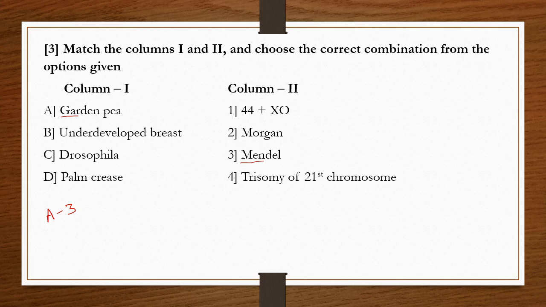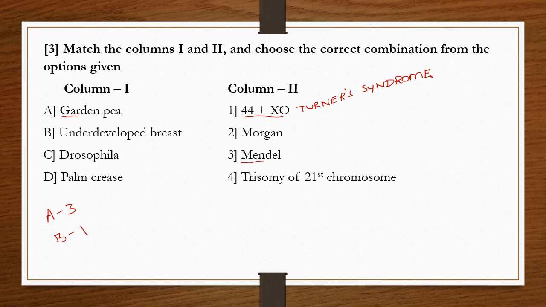Underdeveloped breast. That means the breast is not well developed, and this condition we can find in Turner's syndrome. The Turner's syndrome is expressed as 44 plus XO. So this is the genetic karyotype of Turner's syndrome. So that's why B is 1.